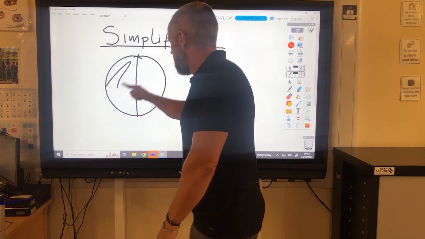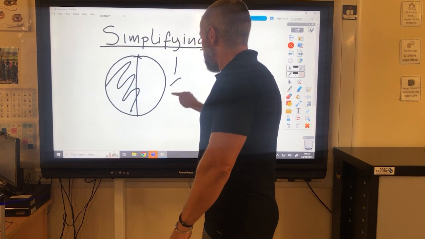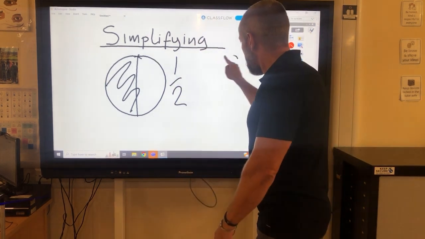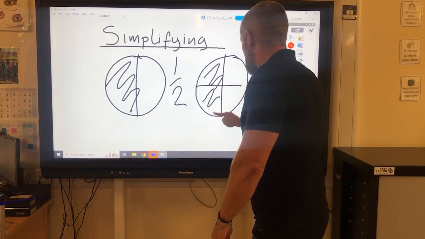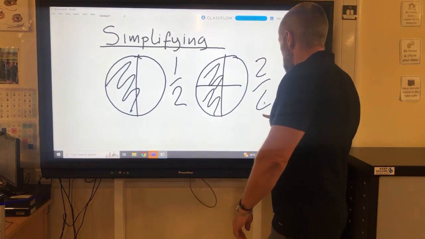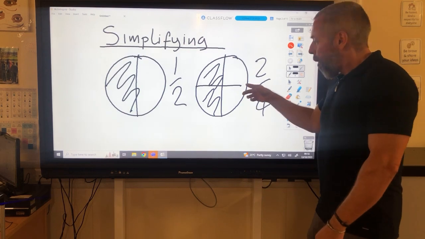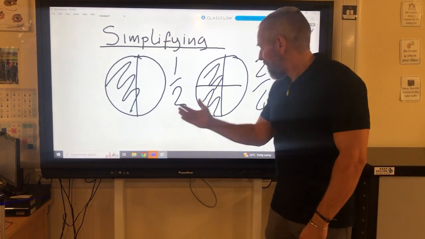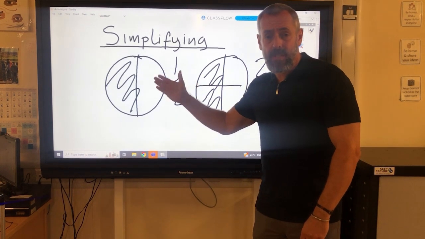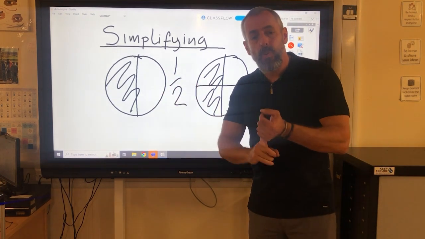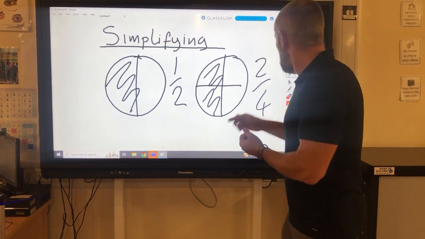What we've got here is half a pizza. What we've got here is 2/4 of a pizza. We're saying the same thing. When we simplify, we take these numbers and we say the same thing using the smallest possible numbers. You will recall there's a process that I've taught you in order to do that.